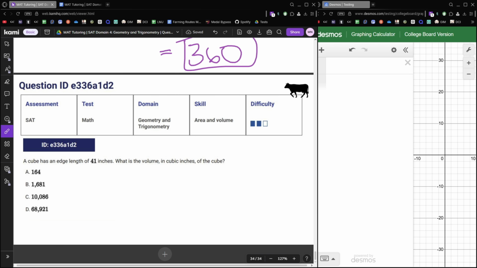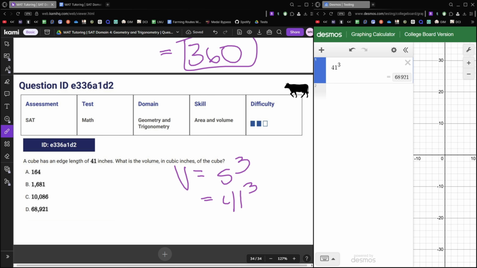Slide number 34. They want us to find the volume of a cube with side lengths of 41 inches. Once again, the volume is just length times width times height. But since the lengths, widths, and heights of a cube are all equal, it would really just be that side length cubed. So that would just be 41 cubed, which means our answer is probably D because every other number is too small. But just to check in Desmos, it is. So once again, our answer is D.